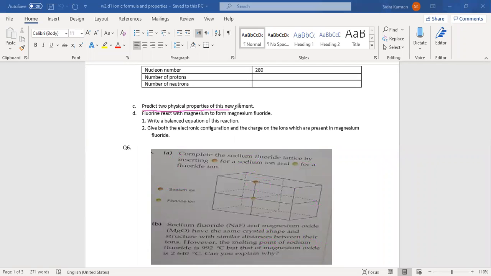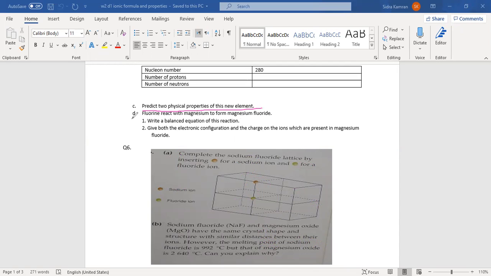Predict two physical properties of this new element. If they are saying that this new element belongs to group number 7, it belongs to halogens. So we know halogens are non-metals. So this new element will be a non-metal. Non-metals have very low melting and boiling points, and they are not good conductors of electricity and heat. So these could be the predicted properties for this new element.